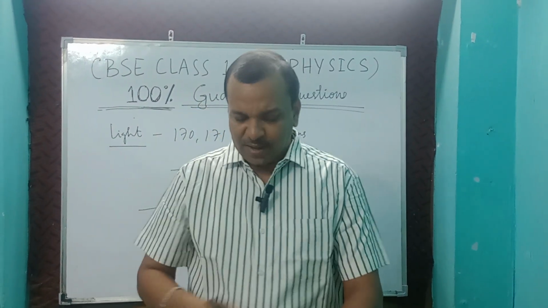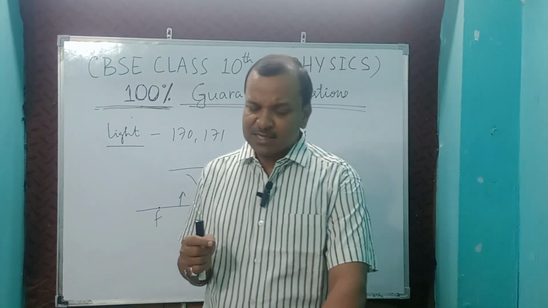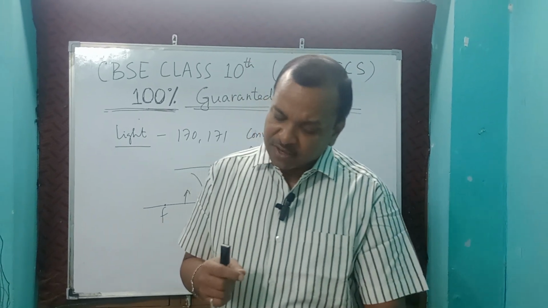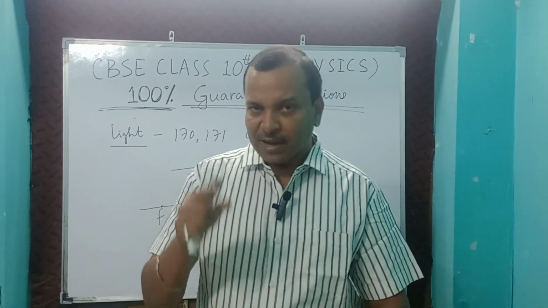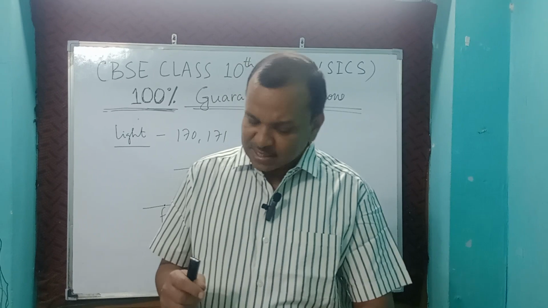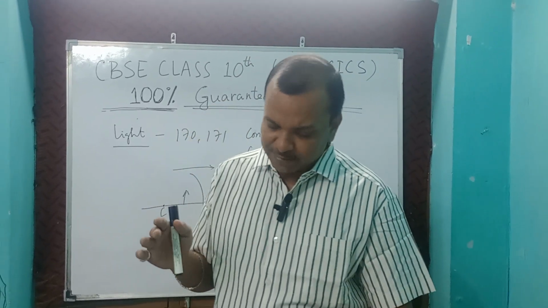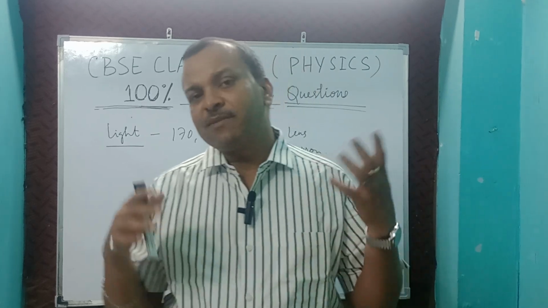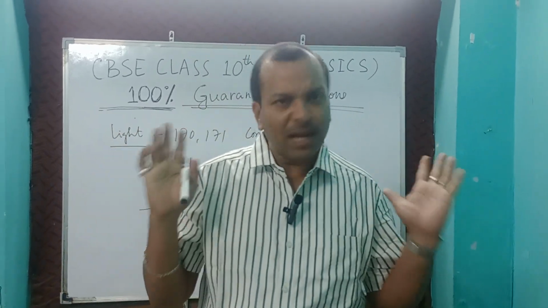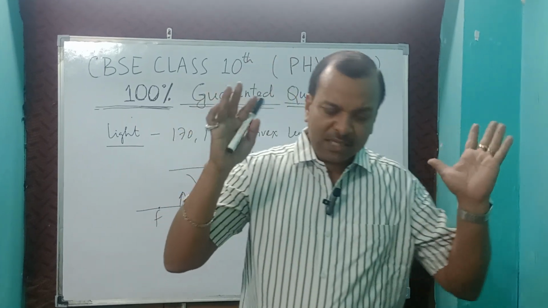Question number 15. An object of size 7.0 centimeter is placed at 27 centimeter in front of a concave mirror of focal length of 18 centimeter. At what distance from mirror should a screen be placed so that a sharp focused image can be obtained? Find the size and nature of the image. Clear? So out of these questions, you are going to get one question definitely.